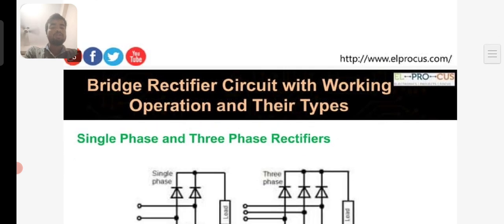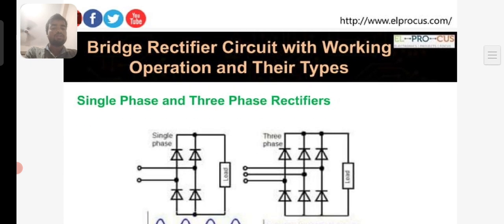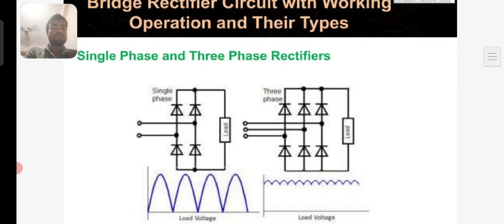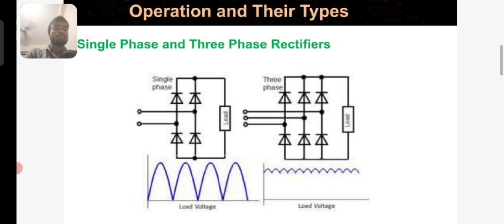Here is the example of single phase and three phase rectifiers. In single phase, there are only 4 diodes. In three phase, there are 3 diodes. Here is the graph of a single phase load voltage and three phase load voltage, showing the difference. Single phase shows a high peak value, compared to three phase showing low.